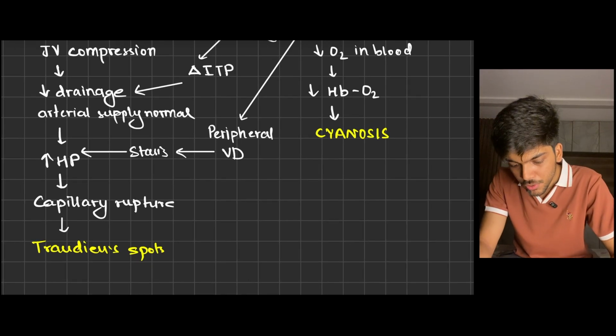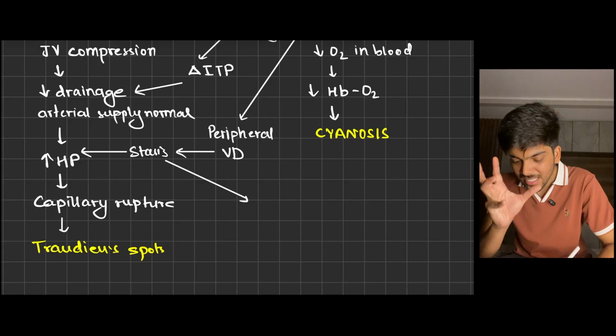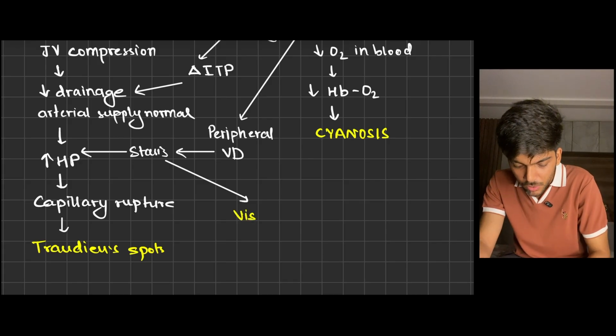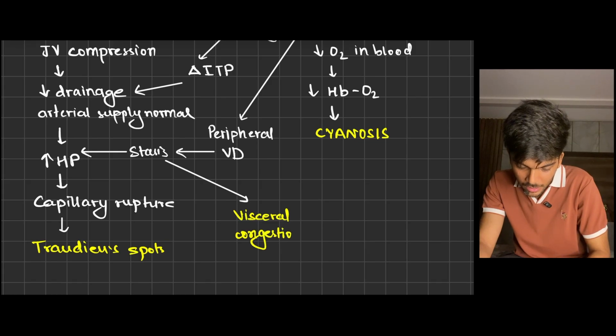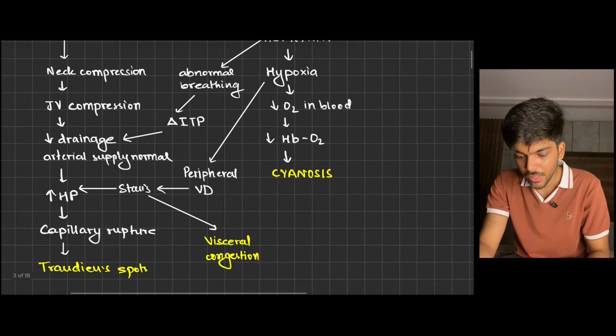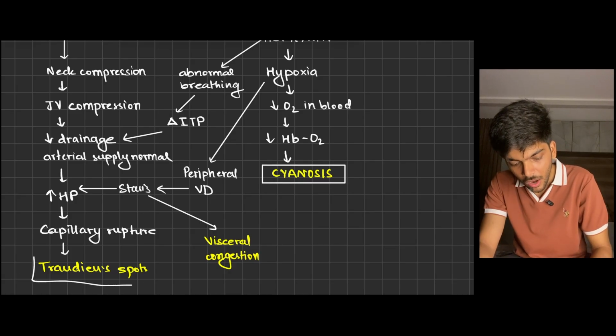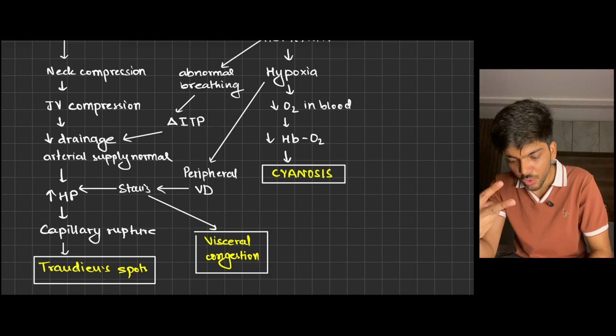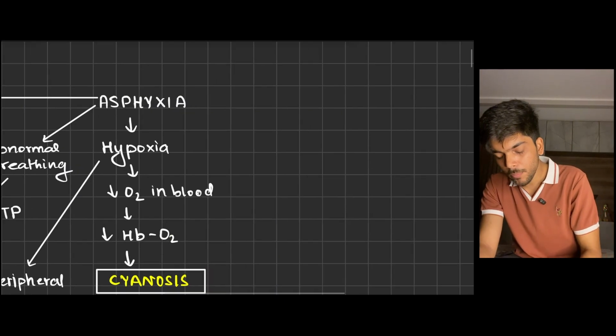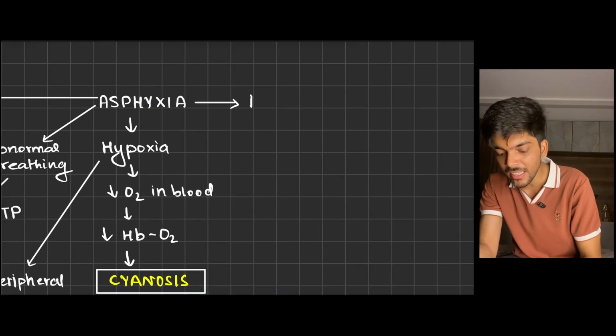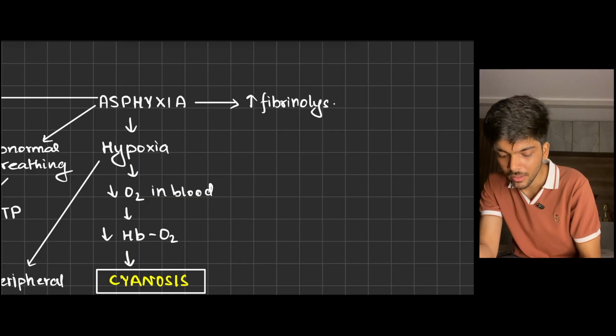Stasis also leads to, if the stasis is inside a visceral organ, visceral congestion. That's your third sign. So with this, you are done with the asphyxial triad of cyanosis, Tardieu spots, and visceral congestion. Now we have the quintet, the two others. So first was postmortem fluidity. Due to asphyxia, there is increased fibrinolysin. And if there is increased fibrinolysin, obviously there is more fluidity of blood.